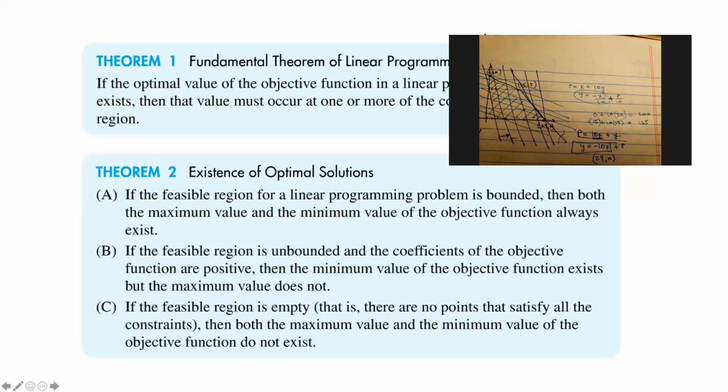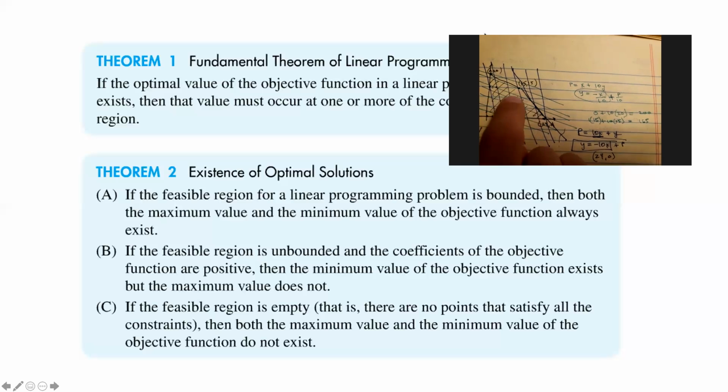And theorem 2 is the existence of an optimal solution, right? So if the feasible region for a linear programming problem is bounded, in other words, it's a bounded set like this. This is a bounded set right here, right? All the values you can put in a circle, it makes sense. Then both a maximum and a minimum value exist, okay?